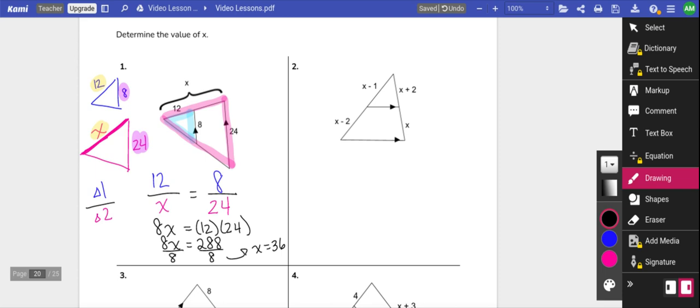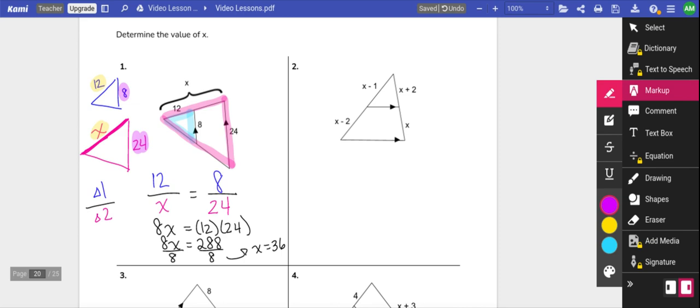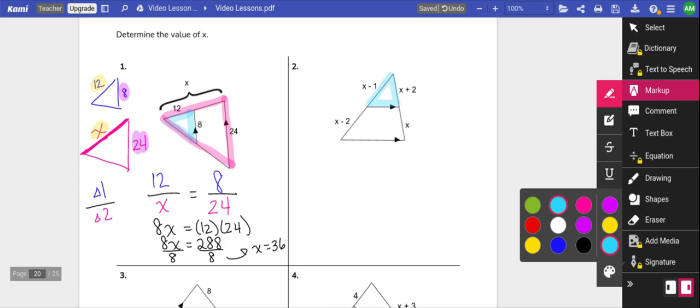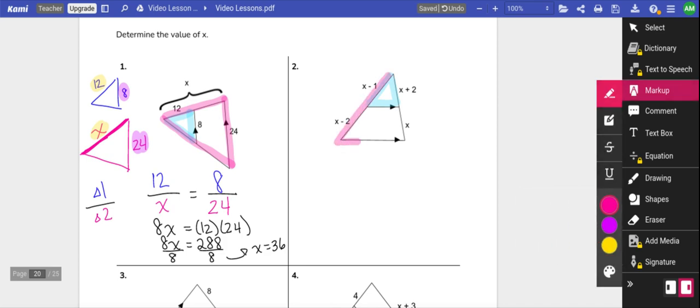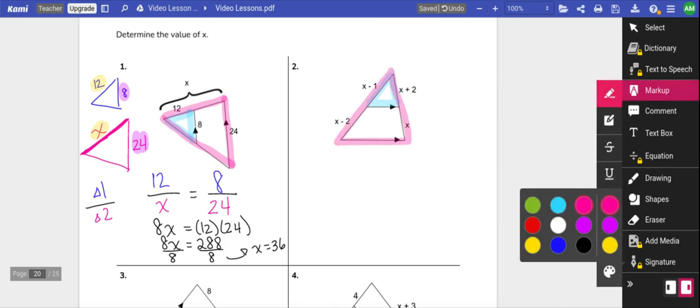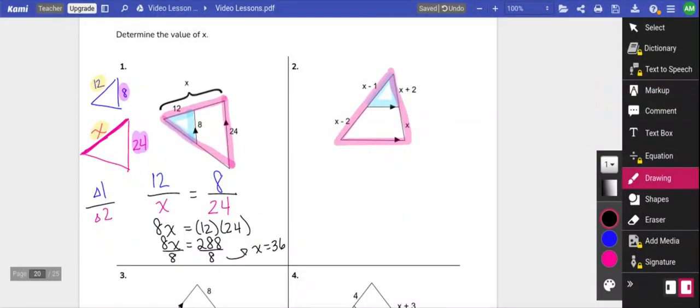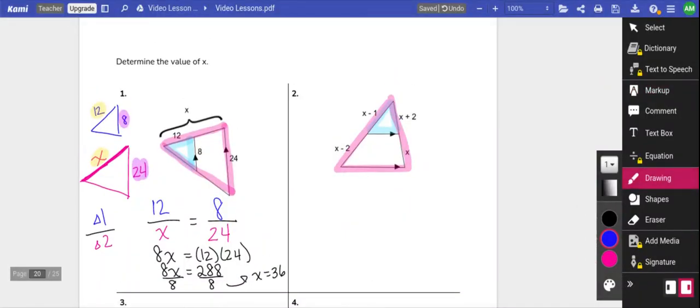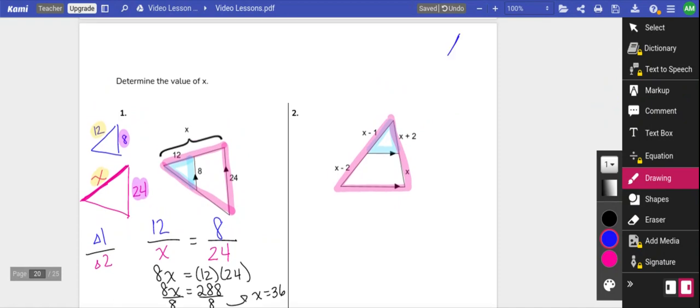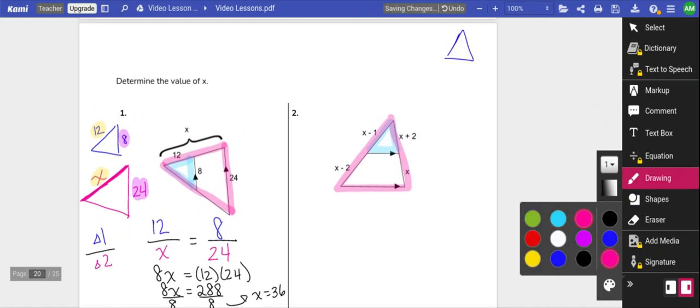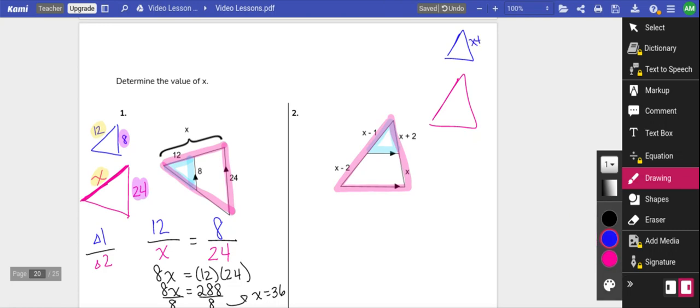In this next question, I'm going to do the same thing. I'm going to highlight the small triangle and the large triangle. So in my small triangle, I'm going to put it up here, save some space. We're going to need a lot of space for this one. And my large triangle. Okay, so in my small triangle, one side is x plus 2. The other side is x minus 1.